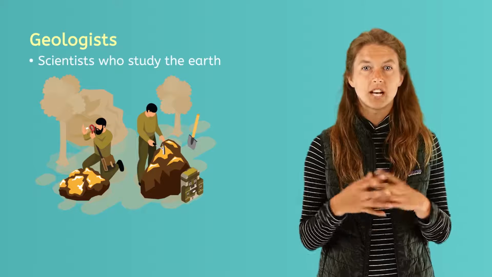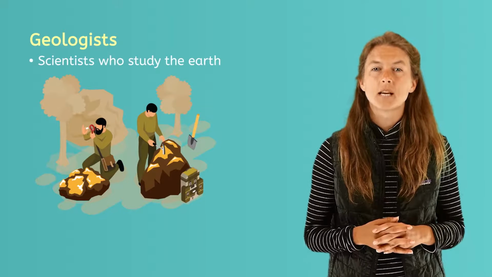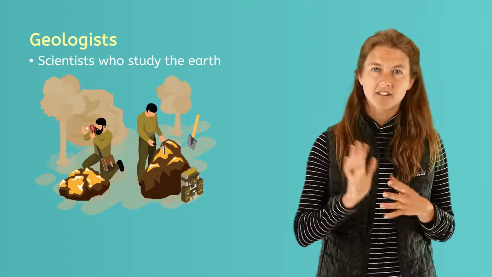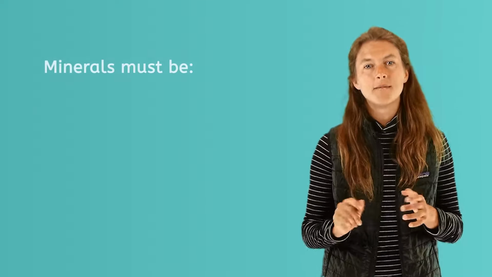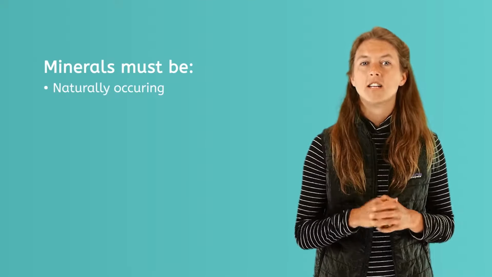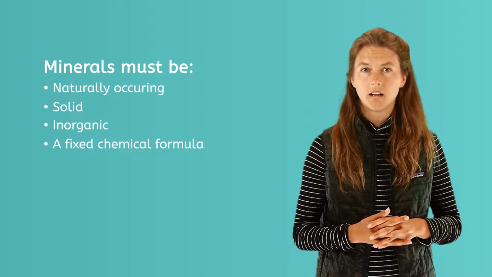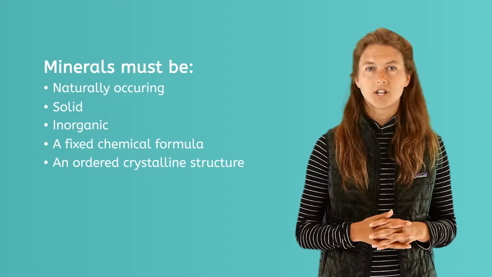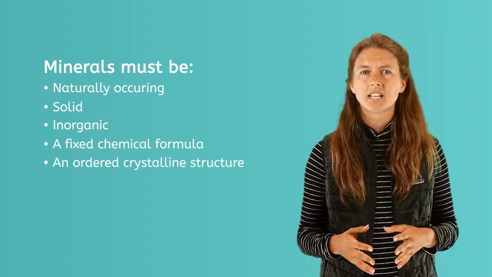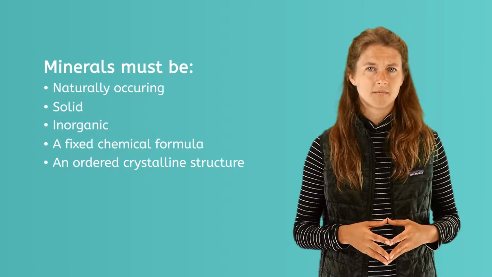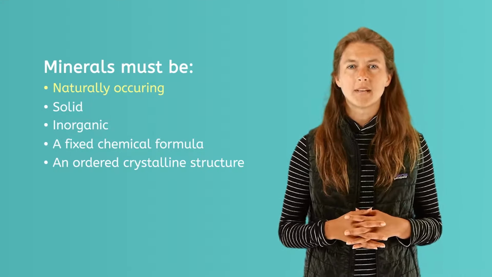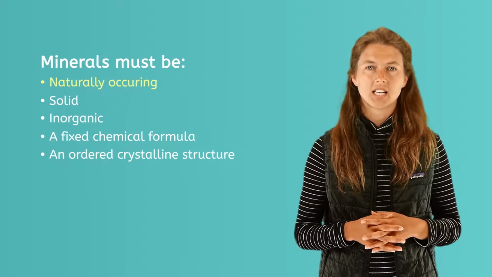Geologists, scientists who study the Earth, agree that a substance must meet all five of these to be considered a mineral. It must be naturally occurring, solid, inorganic, have a fixed chemical formula, and have an ordered crystalline structure. Let's look at what each item means. Naturally occurring means that it is not made by a person.